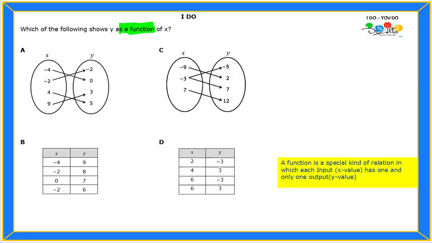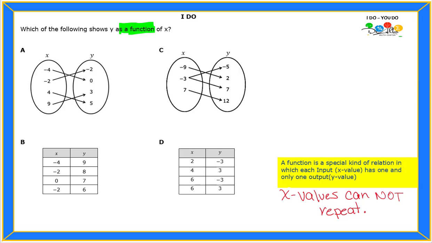And the definition says a function is a special kind of relation in which each input x value has one and only one output y value, okay? So basically, this means that in a function, x values cannot repeat, okay? If for any reason an x value repeats, then that's not a function, okay? So let's look at letter A.